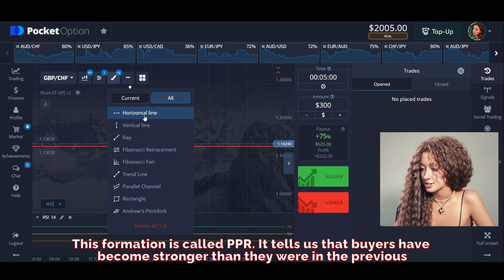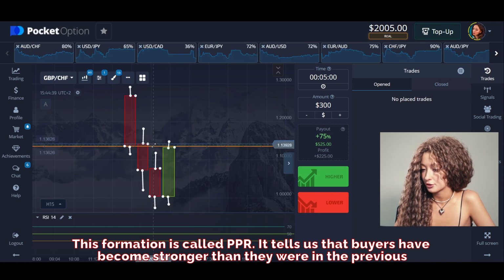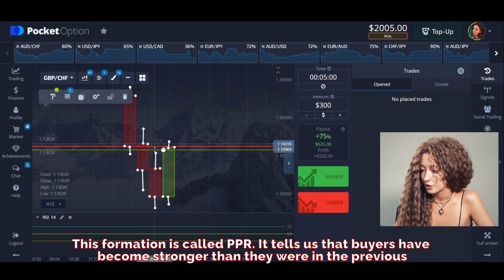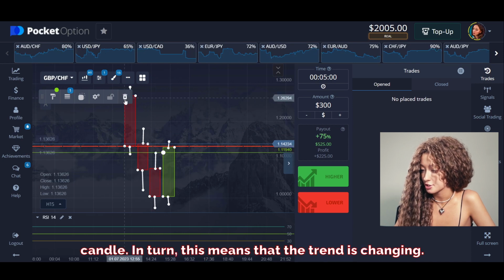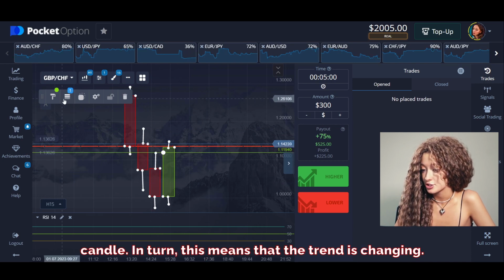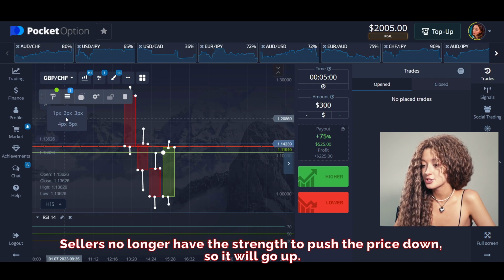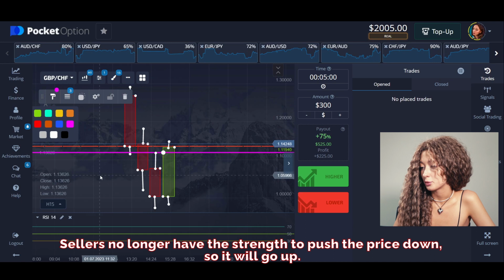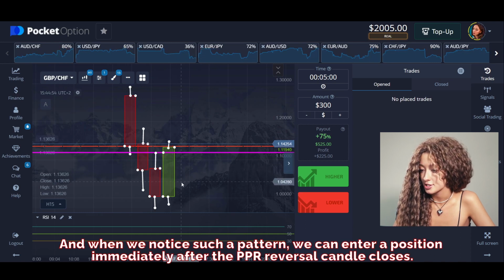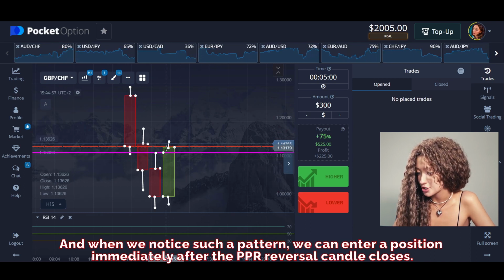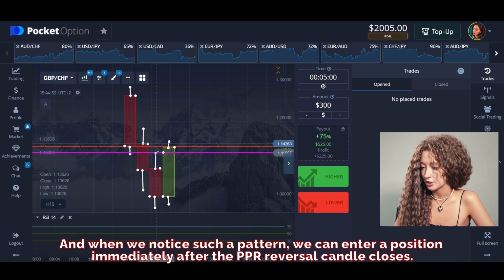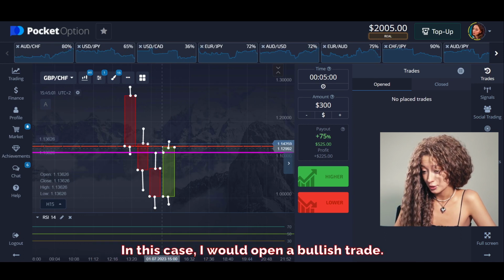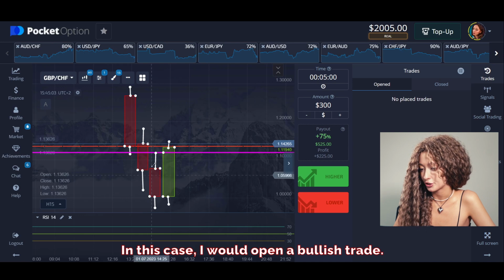It tells us that buyers have become stronger than they were in the previous candle. It turns out this means that the trend is changing. Sellers no longer have the strength to push the price down, so it will go up. And when we notice such a pattern, we can enter a position immediately after the PPR reversal candle closes. So, in this case, I would open a bullish trade.